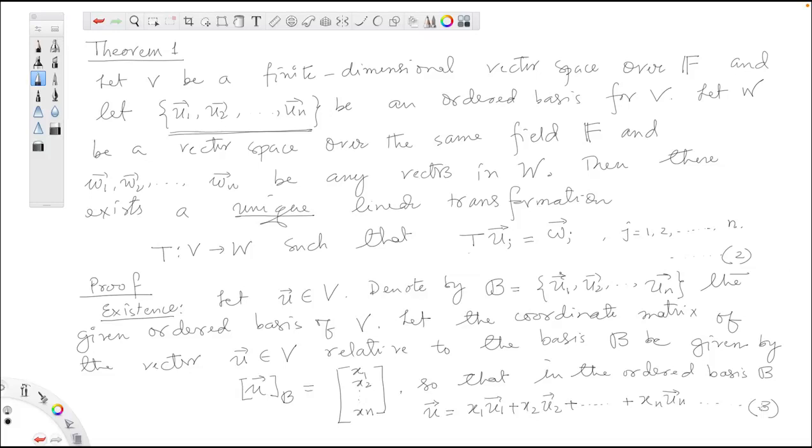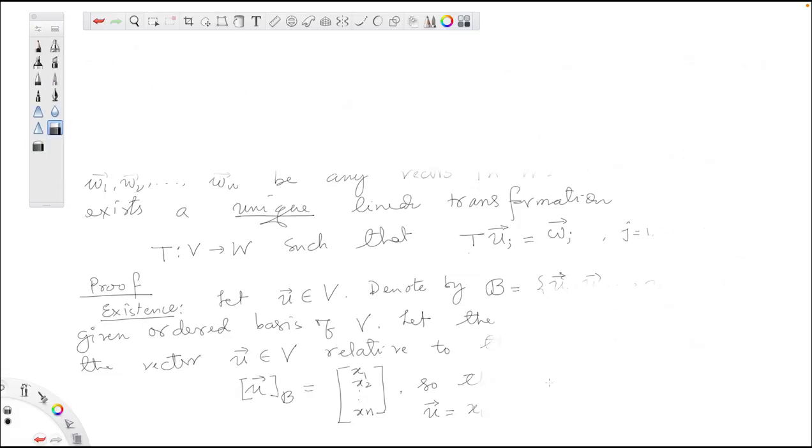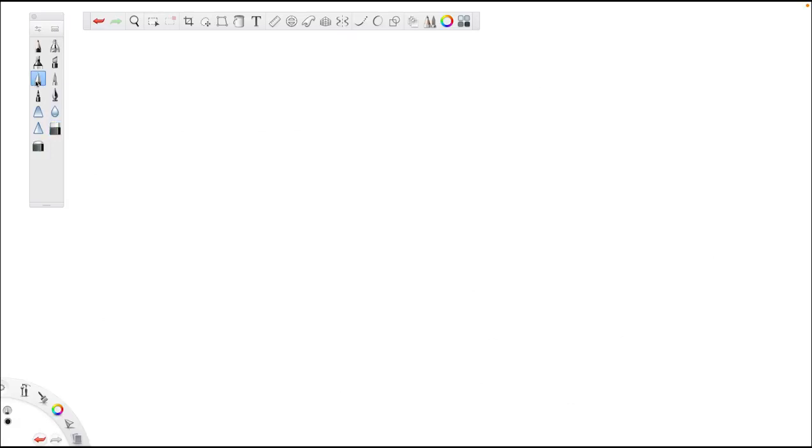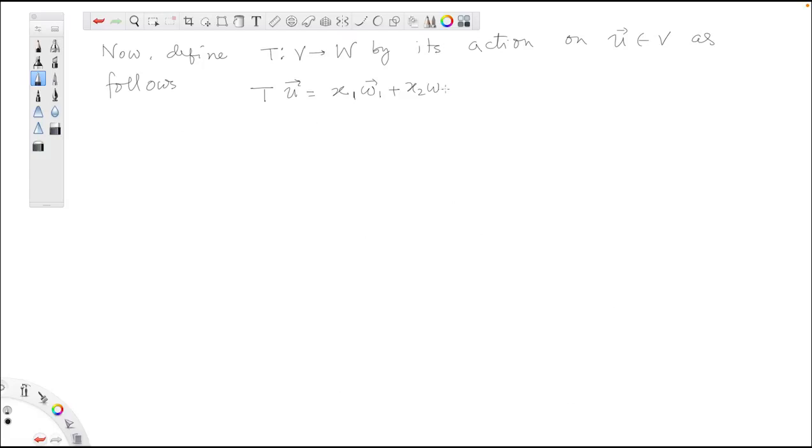Okay, good. I need room, so let me erase everything, including the statement of this theorem, Theorem 1. Now we are going to define a transformation from V to W. Define T from V to the vector space W by its action on the arbitrarily chosen vector U in V, as follows. T acting on that vector U is defined as x1 w1 vector plus x2 w2 vector plus all the way up to xn wn vector.